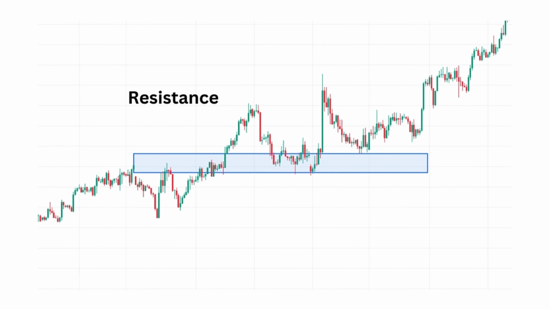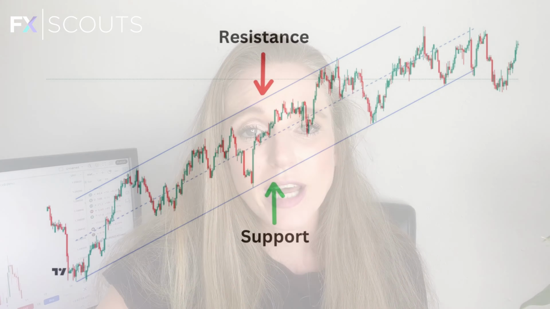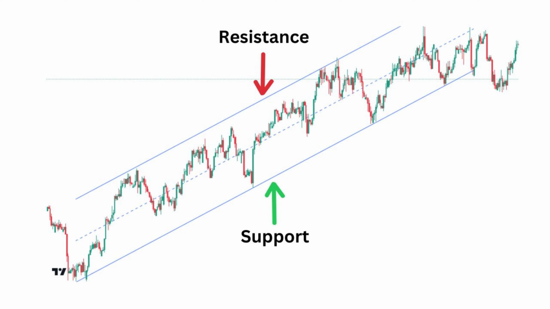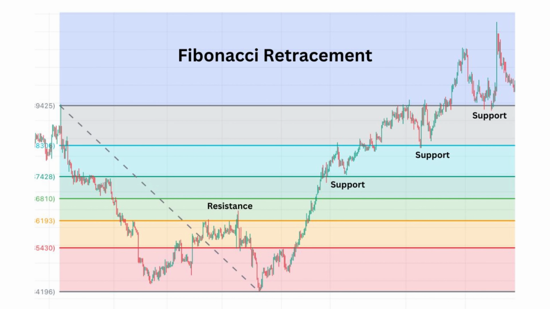It's important to note that these levels can flip roles. So for example, if a resistance level is broken, it often becomes a support level and vice versa. This is known as role reversal, and it's a very powerful concept in trading. Another thing to note is that support and resistance can be dynamic. So they can also be denoted by things like channels or trend lines, moving averages, Fibonacci levels. So they're not just horizontal lines or horizontal zones.